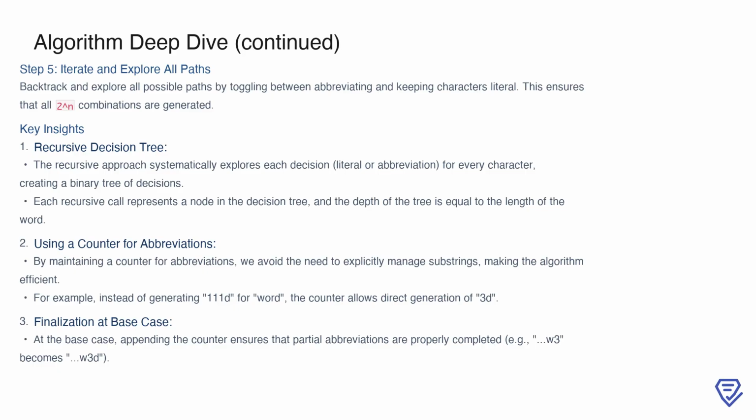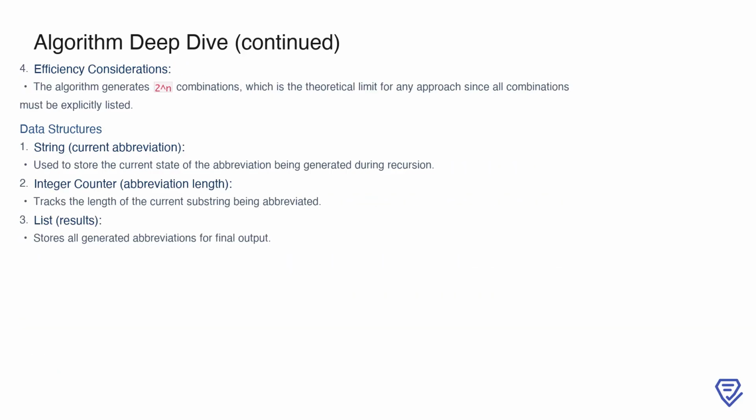When we reach the base case, appending the counter ensures that even partially abbreviated paths are correctly finalized before being added to the results list. When we consider efficiency, it's important to note that this algorithm is inherently limited by the need to generate all possible abbreviations, which is 2^n. Therefore, the time complexity is proportional to the total number of combinations, which is 2^n, multiplied by the time it takes to construct each abbreviation, which is O(n). This gives us a total time complexity of O(n*2^n).